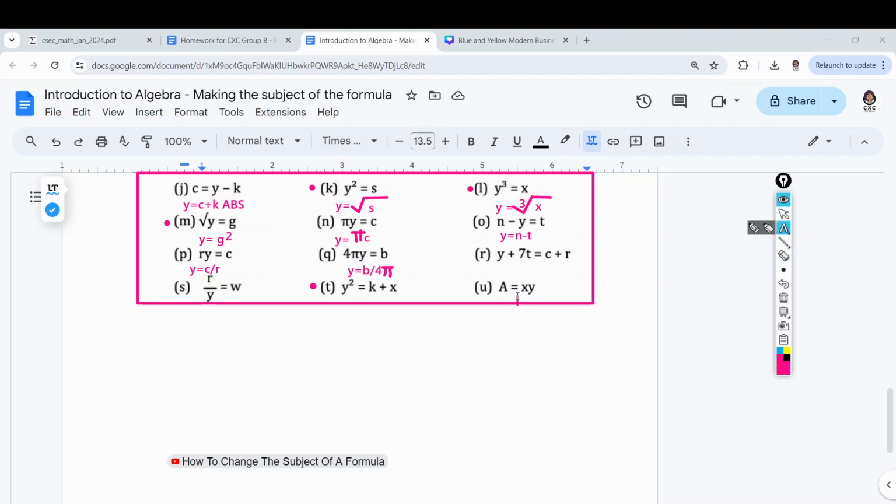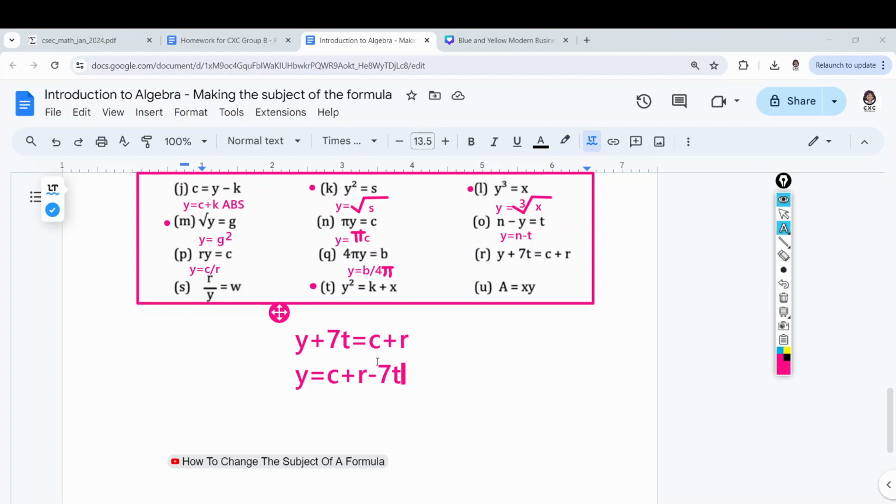So the next one now, guys, is y plus 7t is equal to c plus r. Cool, so this is actually not too bad. So guys, we need to just put everything on the right side. So y plus 7t is equal to c plus r. So the last part is going to be y is equal to c plus r minus 7t.